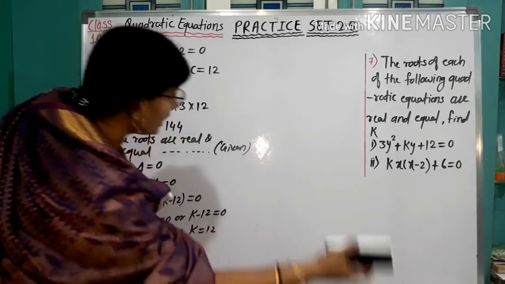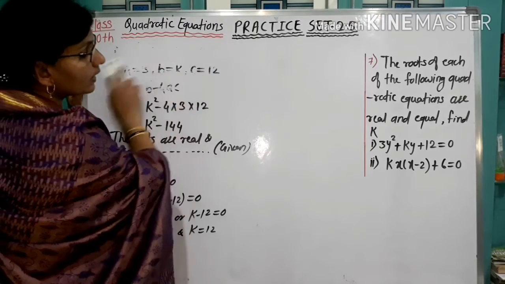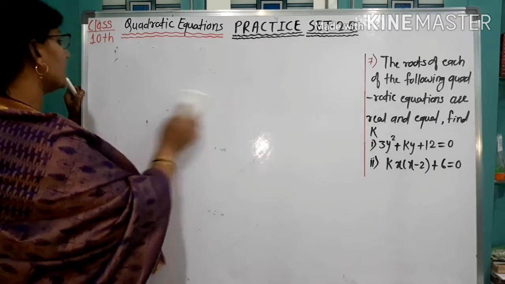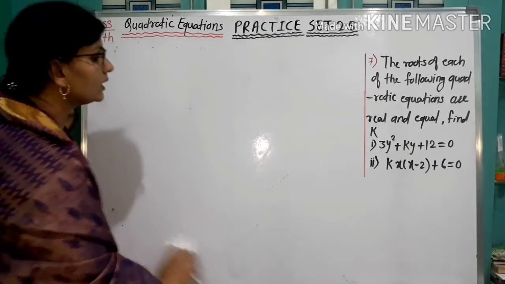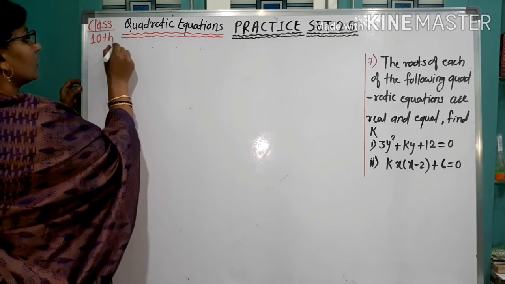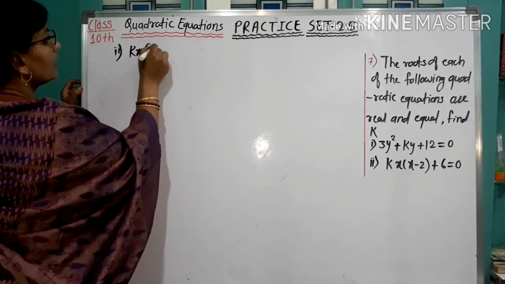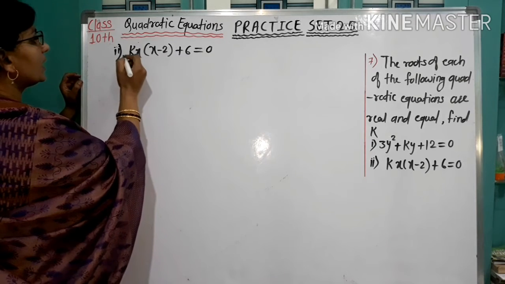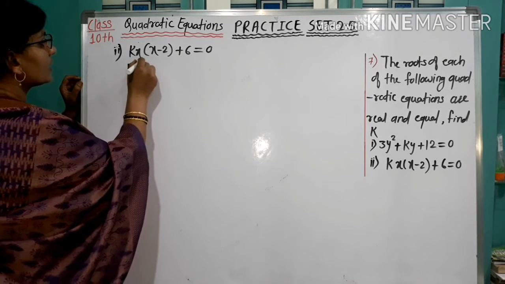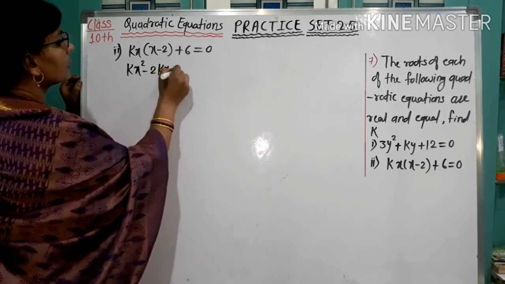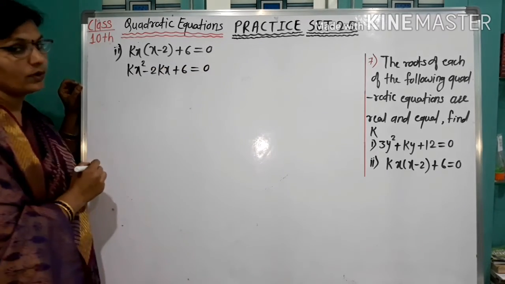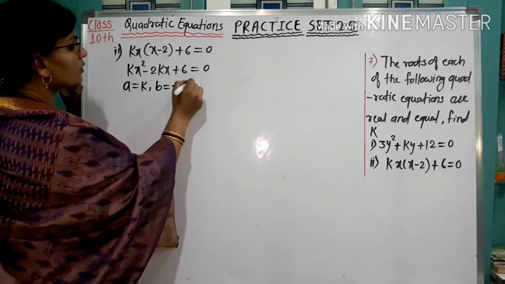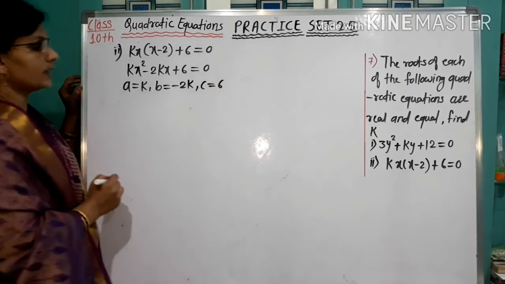Then, second example, given kx in bracket x minus 2 plus 6 equal to 0. First we multiply this kx into the bracket, that is kx square minus 2kx plus 6 equal to 0. From this equation, a equal to k, b equal to minus 2k and c equal to 6.